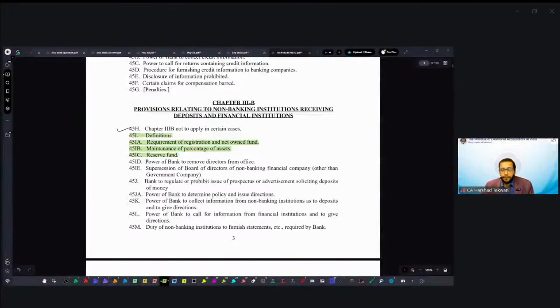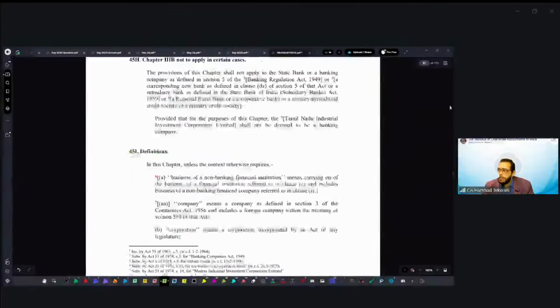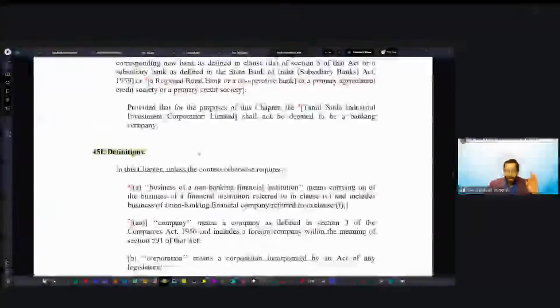Now let us go to the definition in 45I, which is there specifically for the purpose of Chapter 3B. This particular part will be very important. You have to pay attention to this, then only you will be able to understand how things are working. So please pay attention to whatever I am now discussing with respect to the definition part. Section 45I, definitions.